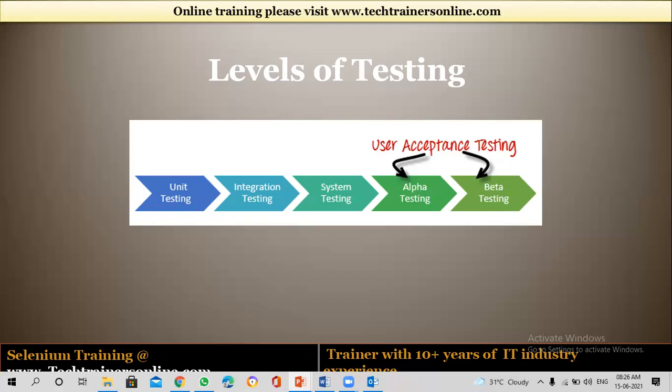System testing is the responsibility of the testing team only. No developer would be involved. System testing is to be done by the complete testing team. So what is the exit criteria for system testing? After system testing, we give it to the client for doing the testing.